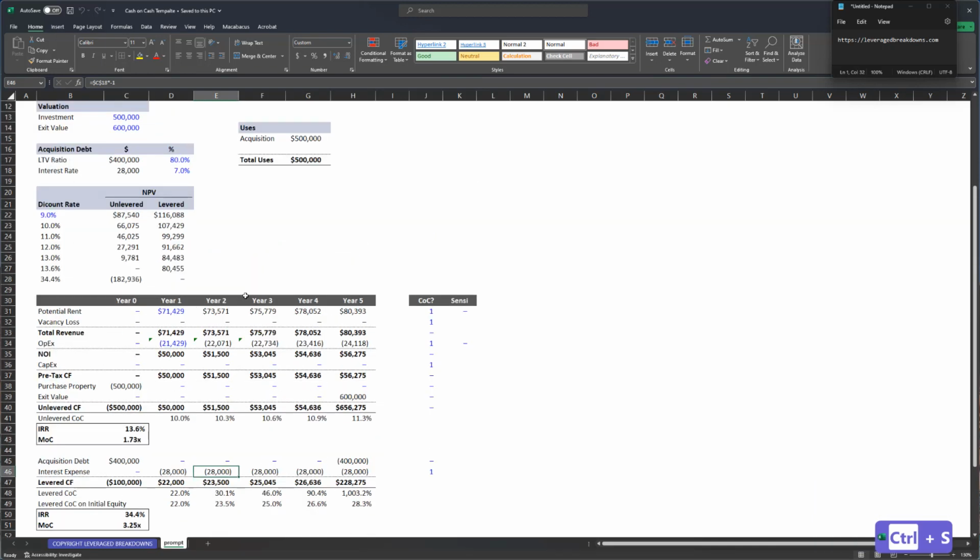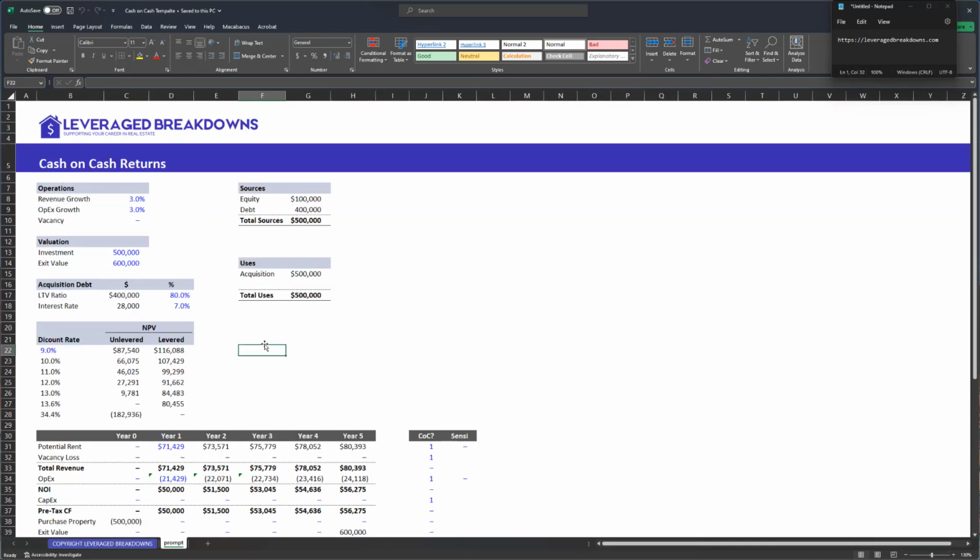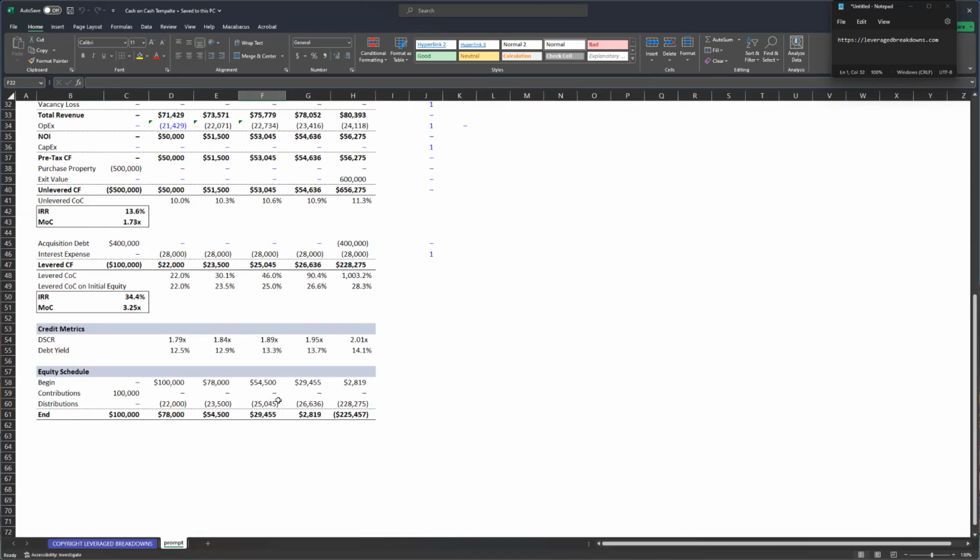So yeah, this is just a really quick dummy Excel template. I hope watching me build this was informative.